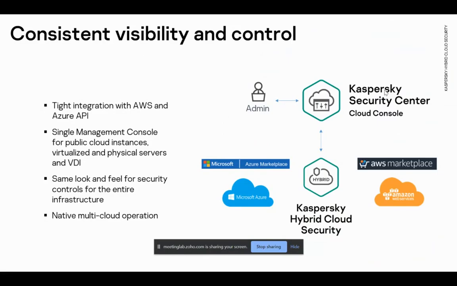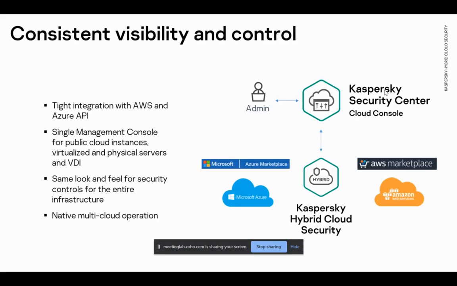So consistent visibility and control. We have a very tight integration with AWS and Azure's native APIs. We have a single management console for both public cloud and your virtualized on-premise infrastructure and the physical servers as well. As we mentioned, we have native multi-cloud operation as well. You can spin up the resources from AWS cloud or Azure cloud. You can deploy the hybrid cloud security in the cloud as well, or you can deploy it on-prem and extend it to the cloud.